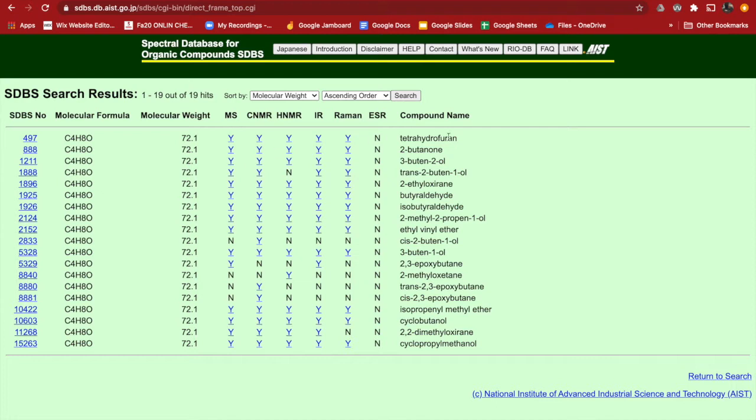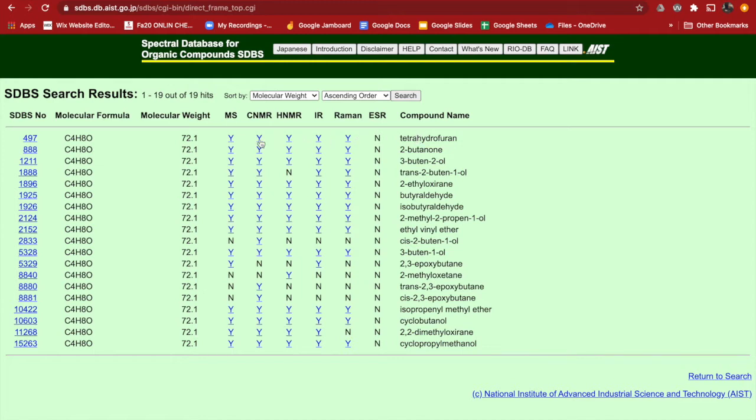Okay, so now I'm looking. I've got tetrahydrofuran, a common organic solvent. 2-butanone, it ends in -one, it's a ketone. 2,3-butene-1-ol, an alcohol. So I've got a lot of choices here, right? Let's go check them out, see what they say. I'll just start at the top here.